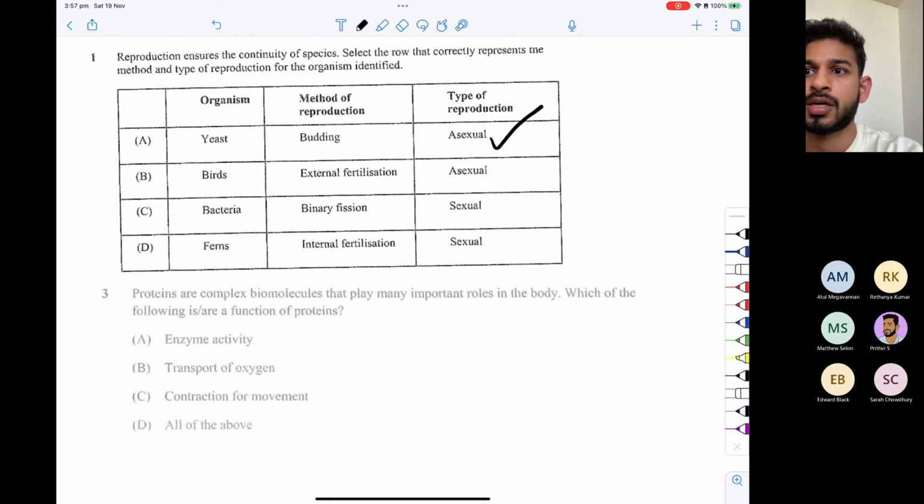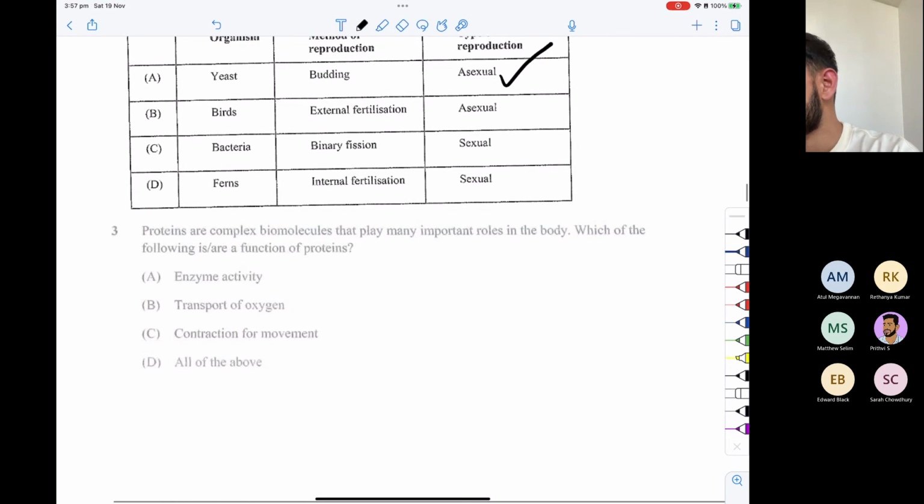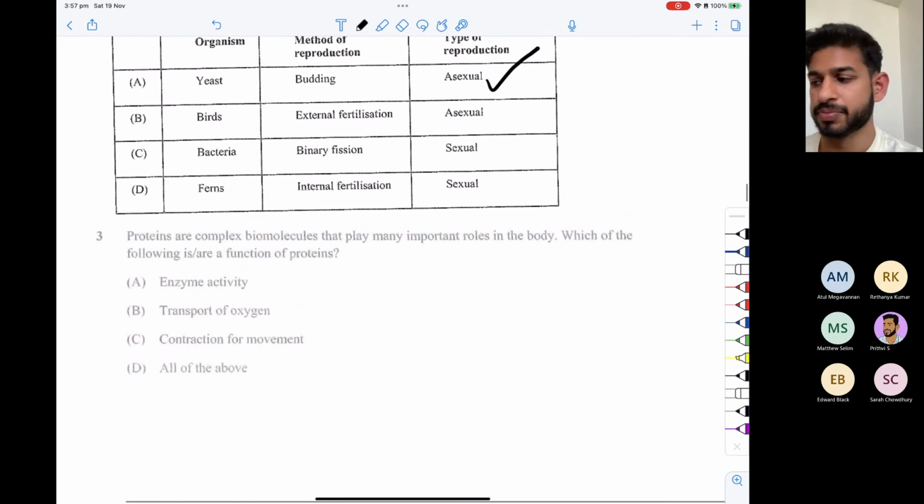Good. Because if you think about it, pollination is technically an internal fertilization. The fertilization is happening inside the female reproductive tract, going down the stigma, style, and ovary. And it is contributing to variation. It is sexual. The reason D is wrong is because we don't call it internal fertilization for plants. Good. Question 3. Atul, what was your answer for 3?